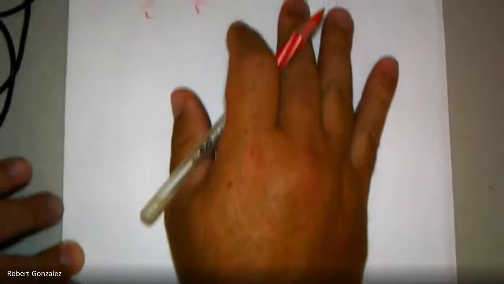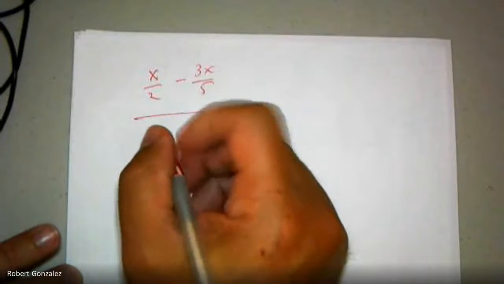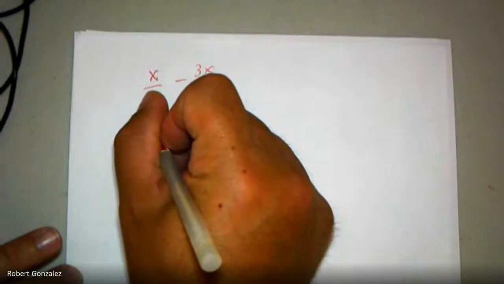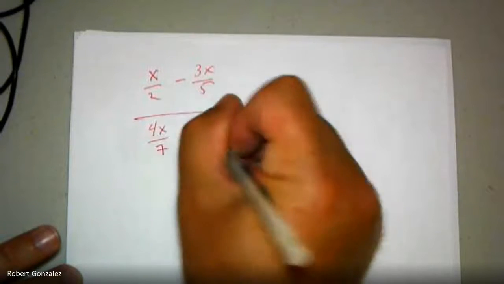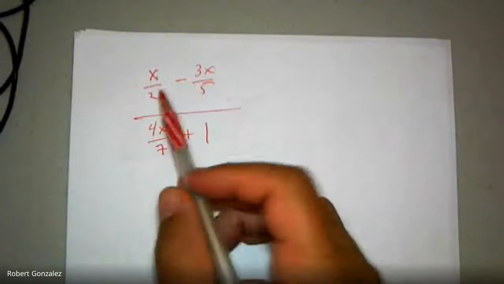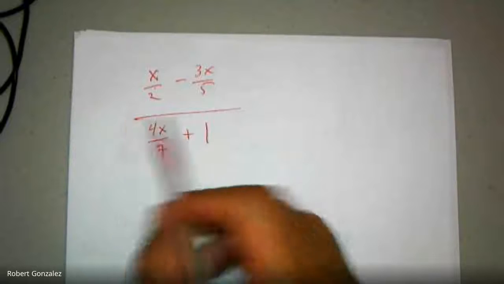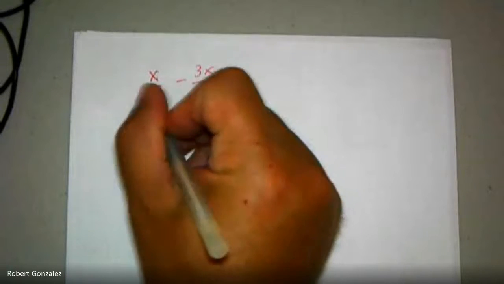Okay. What if I had x over 2 minus 3x over 5? Can't see it. Oh, my bad. Right there? Yeah. X over 2 minus 3x over 5 over 4x over, I don't know, 7 plus 1. Okay. Now, I can see I have fraction minus fraction all over fraction plus 1. I'm going to circle all of my denominators.